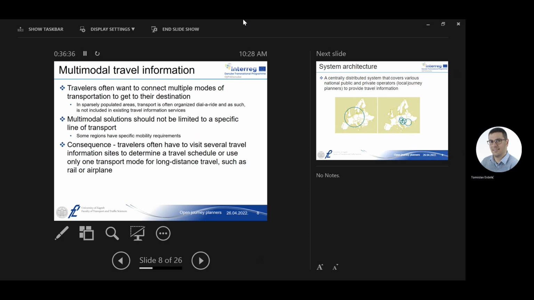As a consequence of the multimodal solutions and all the local journey planners, as we already said, travelers often have to visit several travel information sites, so websites, to determine a travel schedule, or use only one transport mode for long distance travel, such as rail or airplane. For example, one time I planned my trip from Zagreb to Sweden or something like that, and the system only offered me a plane from the airport. I didn't want to use a plane because I wanted to go first to, I don't know, somewhere in Germany, then Denmark, and then Sweden.